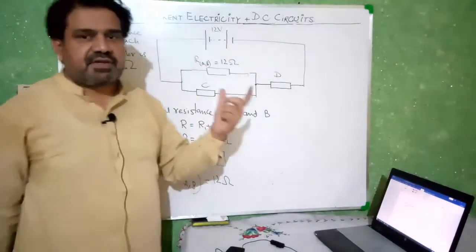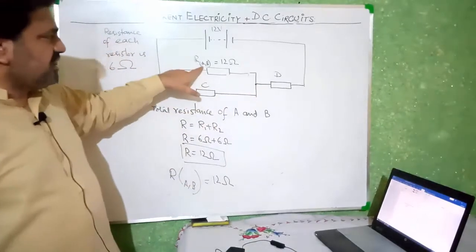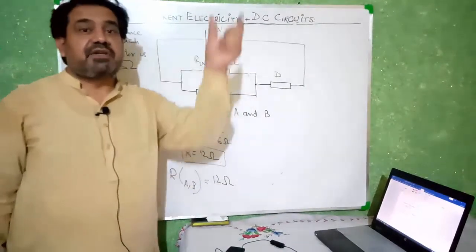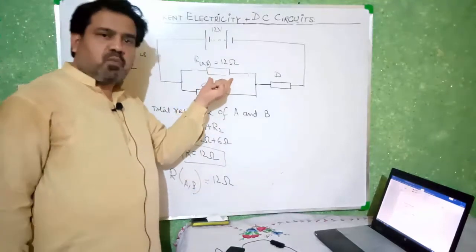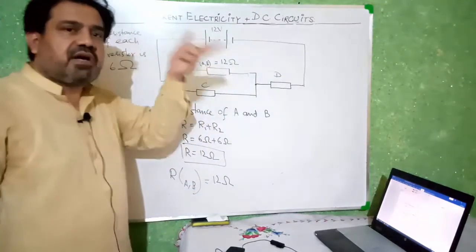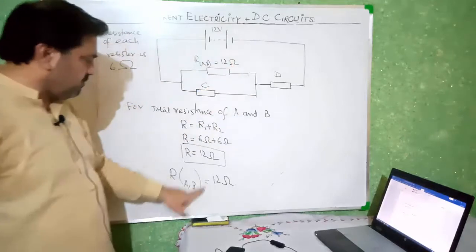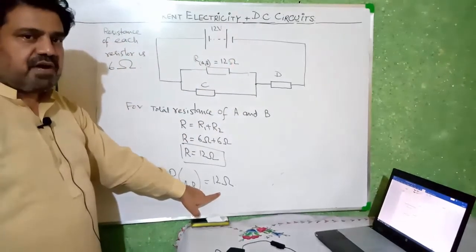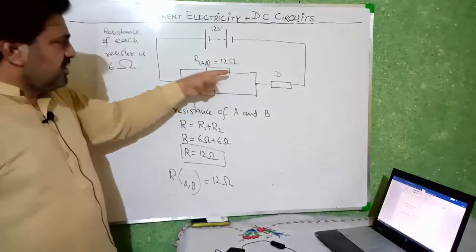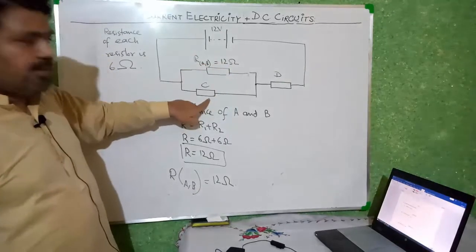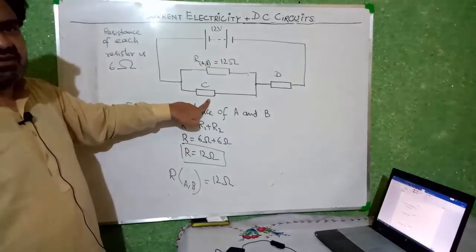If you look at this diagram, now this RAB is representing two resistances, A and B, which are initially connected in series. Now we have drawn only one resistor, which is the total resistance of R1 and R2, and this resistance is 12 ohm. We have found the value of total resistance of A and B, and this is 12 ohm. Now this 12 ohm resistor is connected in parallel with this resistor C.